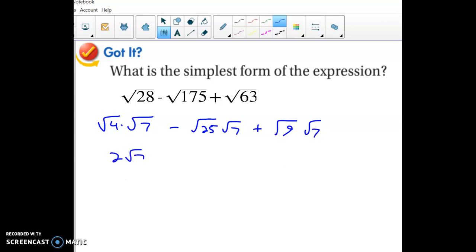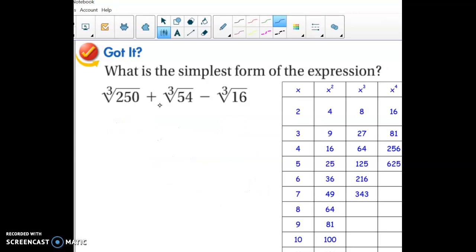It'd be 2 root 7 minus 5 root 7 plus 3 root 7. And so this is a little weird one actually. It'd become negative 3 root 7 plus 3 root 7. And those would cancel each other out, so you actually get 0. Pretty strange. If you really want to verify, you could type it in your calculator, figure it out. One more I do want you to try. This one's different because they're third roots. So I'm not going to tell you how to do it, but see if you can figure it out.